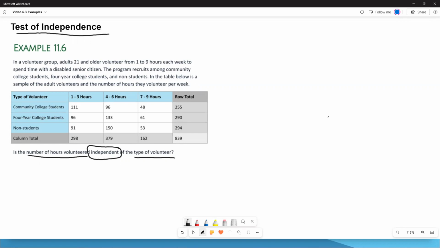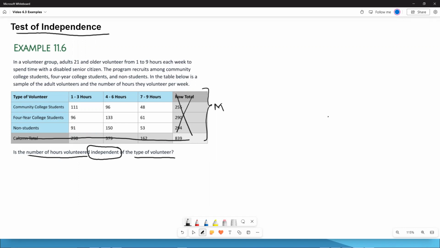I know when I'm given that contingency table that this is sample data. So this is from 839 volunteer adults 21 or older. So this is the information that needs to go in the matrix, minus the row and column total. All the computer needs is the actual raw data, these boxes in white in the middle of the table.